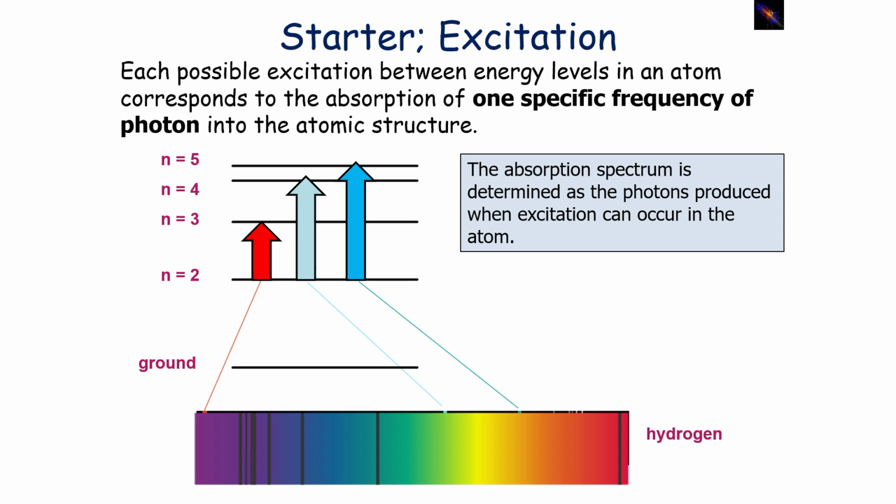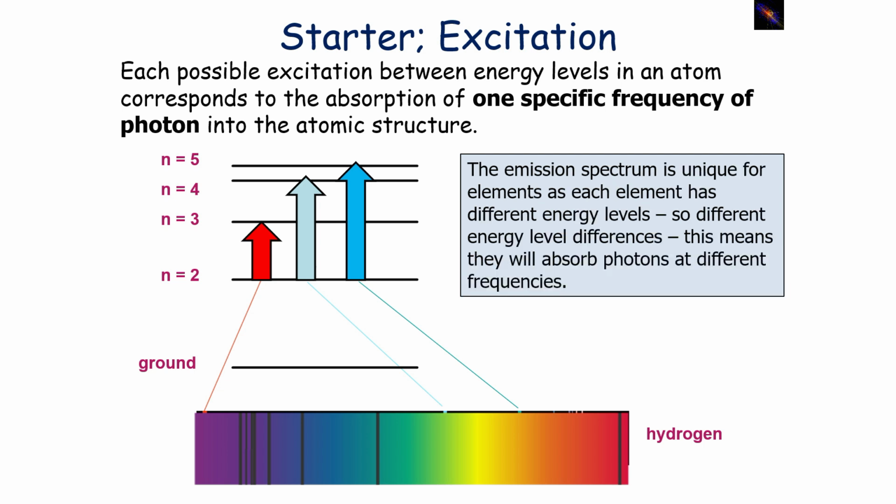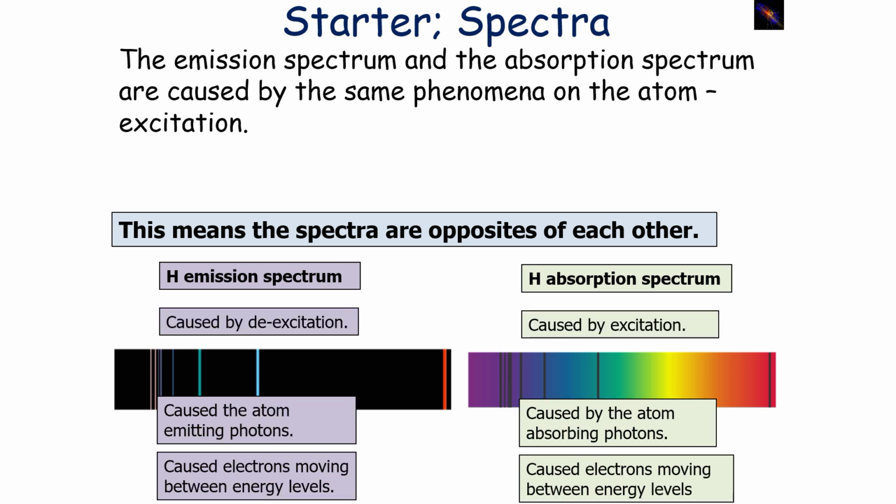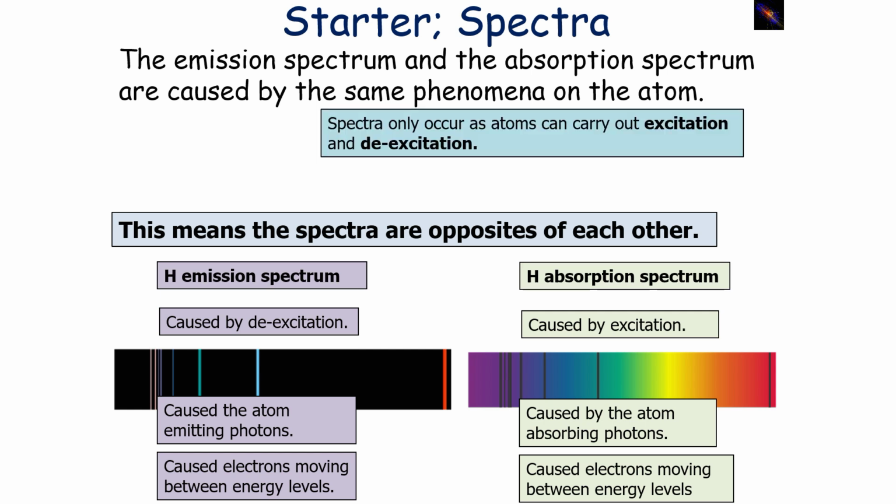So our black lines are the actual values of energy, which are exact energy level differences and cause absorption to occur in your atom. So again, it's unique for every element, as each element has different energy level differences. An emission spectra is caused by de-excitation, by the atom emitting photons, and the absorption spectra is caused by excitation, the atom absorbing photons, but they're both caused by electrons moving between energy levels. The emission one by electrons moving down the levels and absorption by the electrons moving up the particular levels.